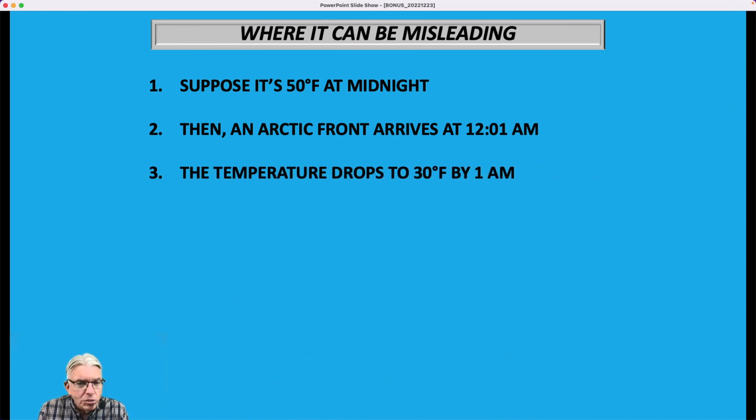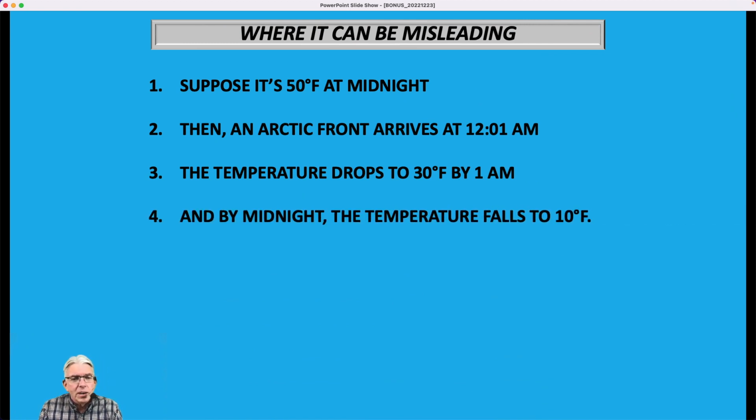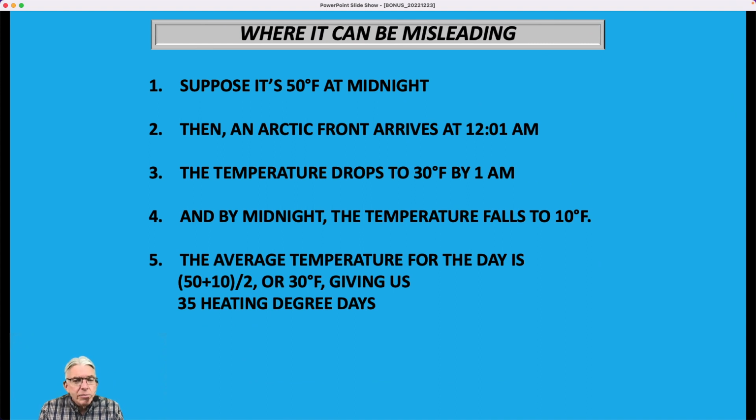By the time we get to 1 o'clock in the morning, 1 hour later, the temperature has dropped 20 degrees, all the way down to 30 degrees Fahrenheit, and by midnight the following night, the temperature has fallen all the way down to 10. So the average temperature for the day is from the high of 50 and the low of 10. 50 plus 10 is 60, divided by 2 is 30. So the average temperature for the day is 30, and the difference between that and 65 is 35 heating degree days.